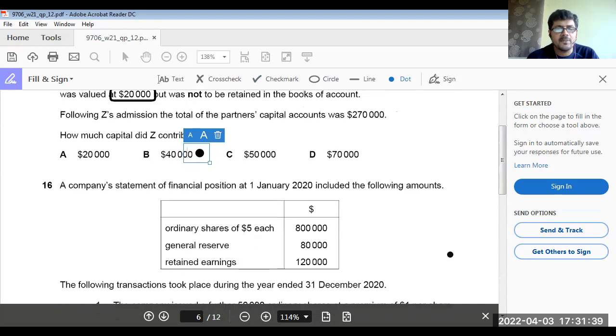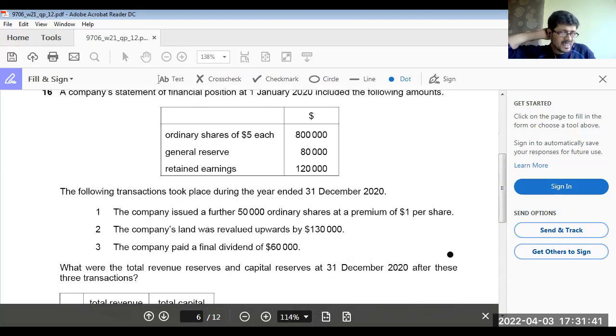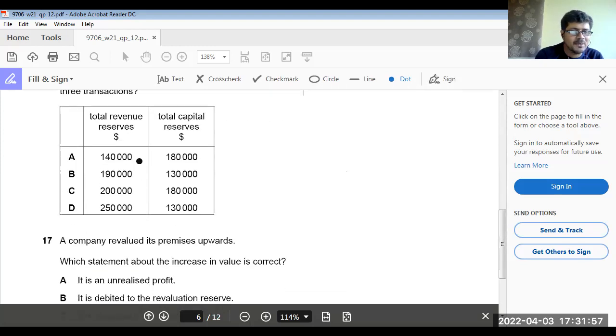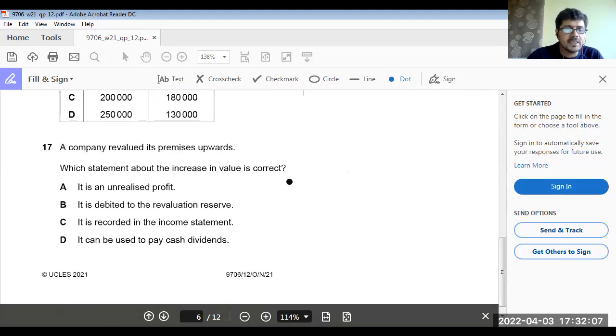Now, if we see the revenue reserves, we have 80,000 general reserve plus 120,000 retained earnings minus 60,000 dividend, so 140,000 is revenue. We don't need to go anywhere. Just one answer makes you capable to answer the whole question. Okay, getting my point clear. A company revalued its premises upward. Which statement about the increase in value is correct? It is an unrealized profit. Yes. Don't need to go for further details.